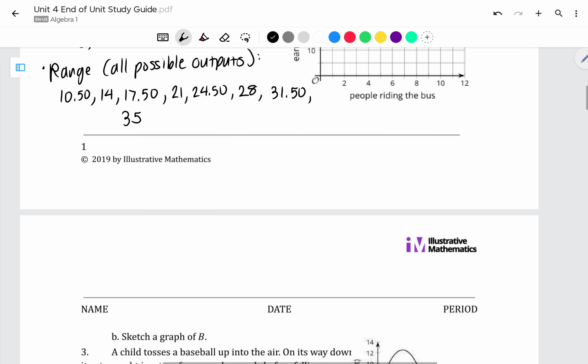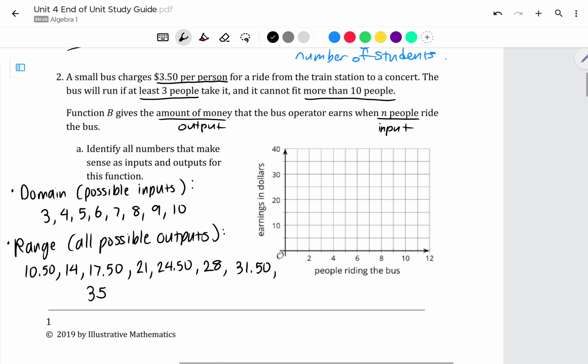Right here it says sketch a graph of B. I'm going to sketch that up there. So then at 3, it's about 1050. So I'm going to just plot the point right there. At 4, about 1400. At 5, 1750. At 6, 2100. 7 is 2450. 8 is 2800. 9 is 3150, and 10 is 3500.